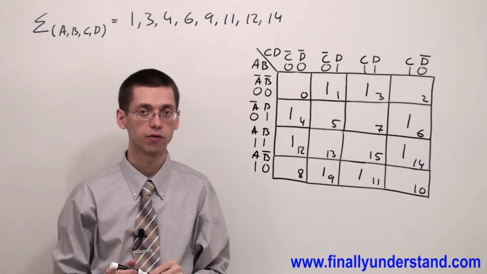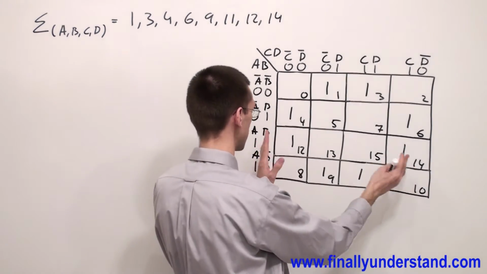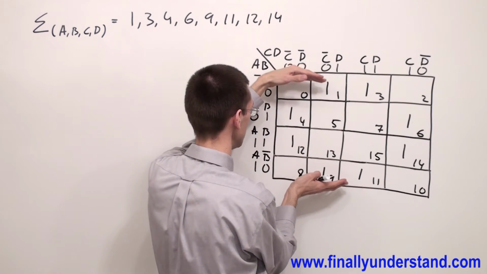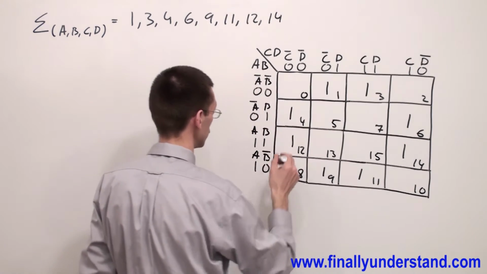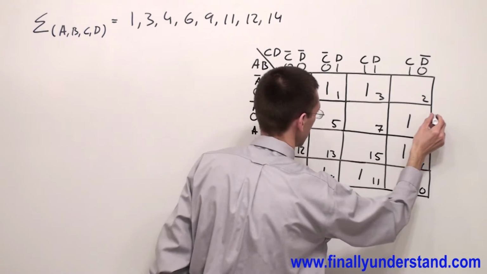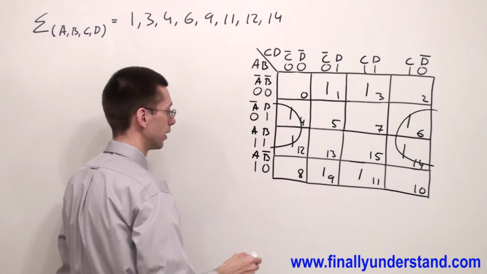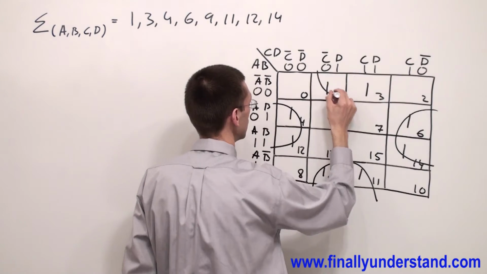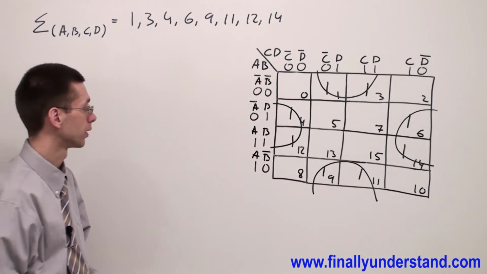Remember that a Karnaugh map can be folded. You can fold these two sides together, and you can fold and put these two sides together. So I can have two groups over here. These two highs are going to be next to these two, and these two ones are going to be next to these two. So I have two groups.